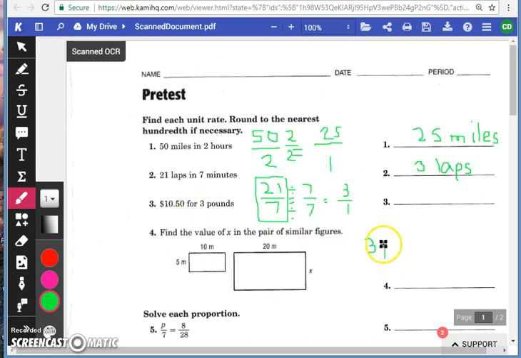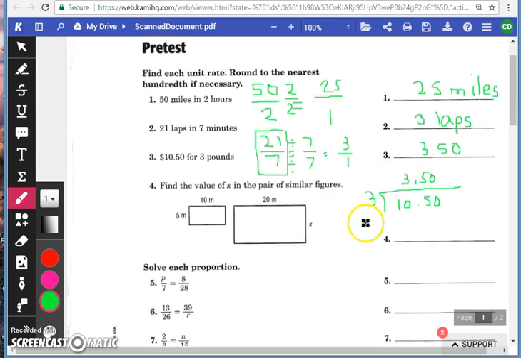Well, look here. How many times will 3 go into 10.5, which is 10 and 5/10, or 10 and 50 hundredths? And what you get is 3.5. If you think about it, $3.50 times 3 will equal $10.50. So that is going to be $3.50 per 1 pound.